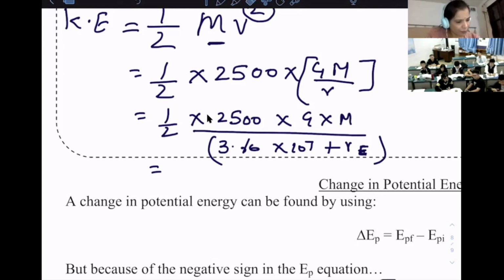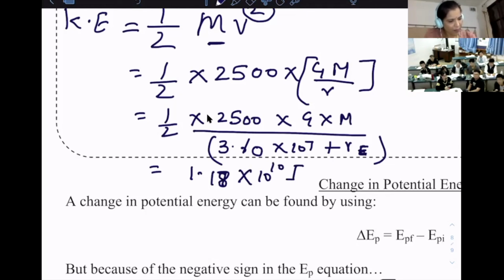The final answer is 3.5 times 10 to the power of 10 joules. The final answer, or is it just the kinetic energy? By the way, what is the kinetic energy? The kinetic energy is 1.18 times 10 raised to the power of 10. This is kinetic energy. Yeah, that's correct. So did everybody get this approximate value of 1.18 times 10 to the power of 10 joules? Did you all get this value?